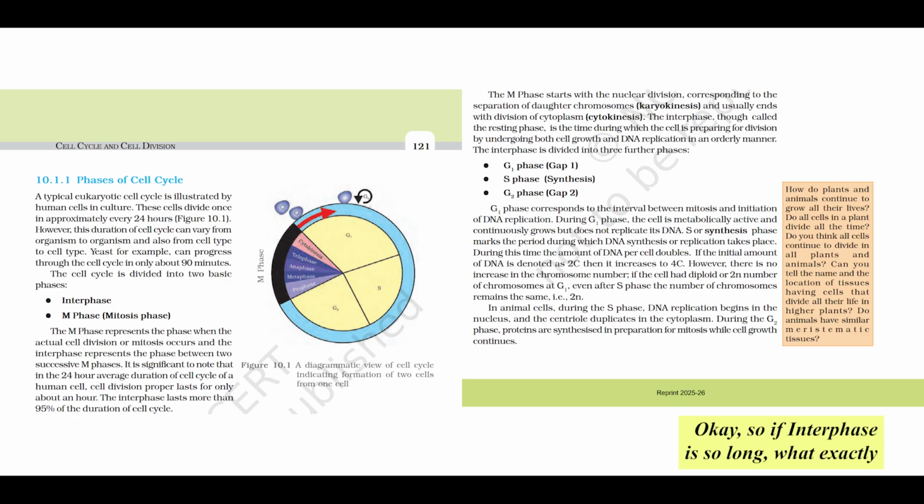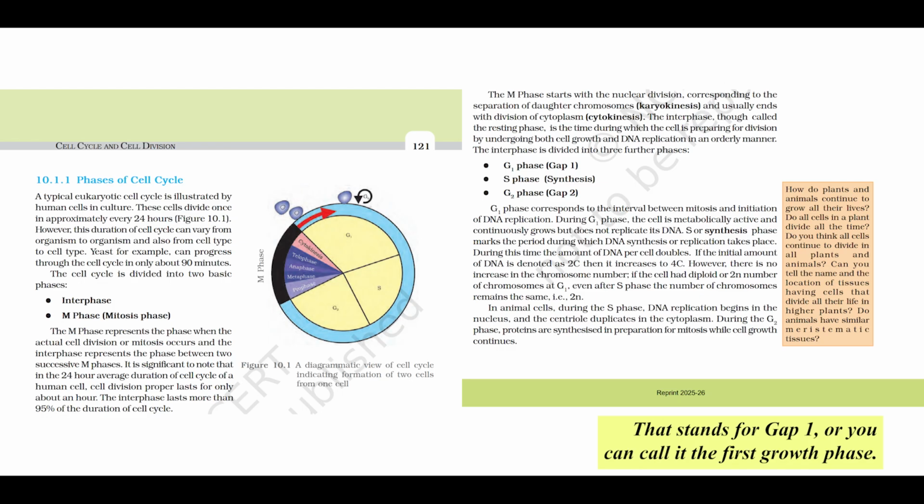Okay, so if interphase is so long, what exactly happens during this long preparatory phase? Are there subphases within interphase itself? Precisely. Interphase, being so long and absolutely critical, is further divided into three distinct subphases. Let's break these down carefully, as understanding what happens in each is fundamental. Okay, interphase is subdivided into three phases. First is the G1 phase.